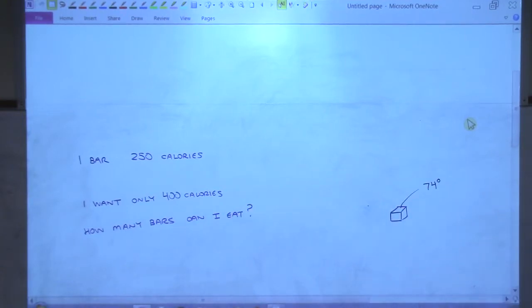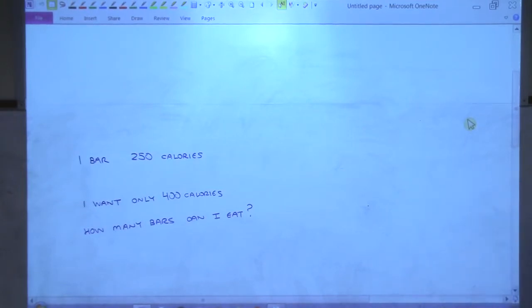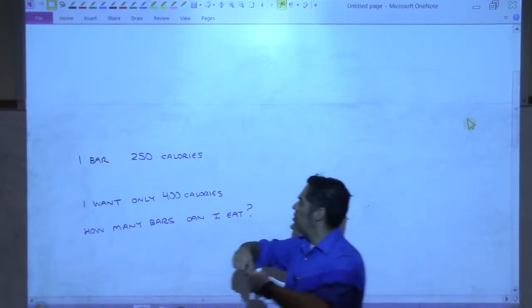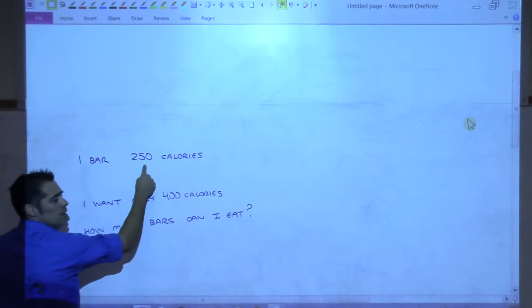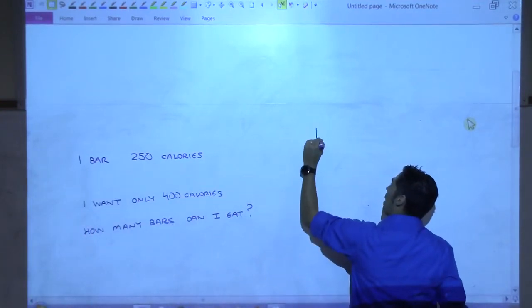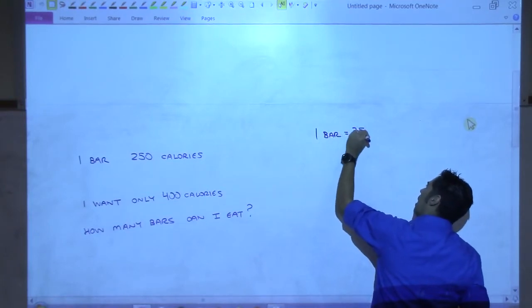So this is where proportions come in, and that's what this next section is about. A proportion is any 2 quantities that are connected to one another through an equation. So you know how we said 1 bar is 250 calories? When I write that down, I can write it as an equation. 1 bar equals 250 calories.